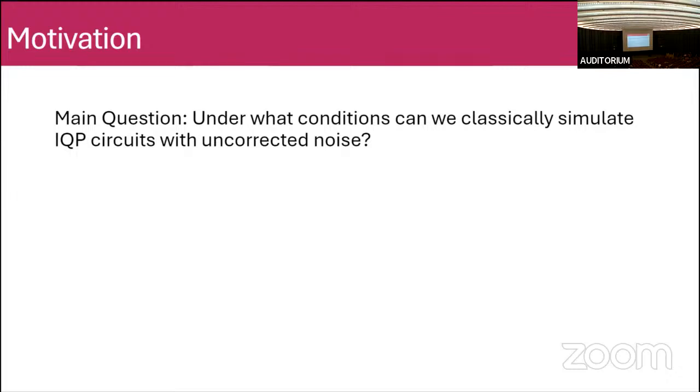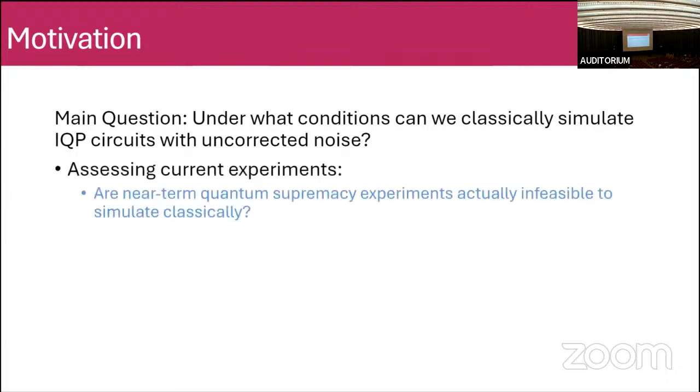And so the question is, broadly, what sort of IQP circuits can you simulate when you have this uncorrected noise? The motivation for this is twofold. The first, most obvious thing is that it lets you assess near-term quantum experiments. So it tells you, are these circuits actually infeasible to classically simulate? Somebody with the hardware tells you that they just did a supremacy experiment. You can try to spoof it and see whether that's actually true.